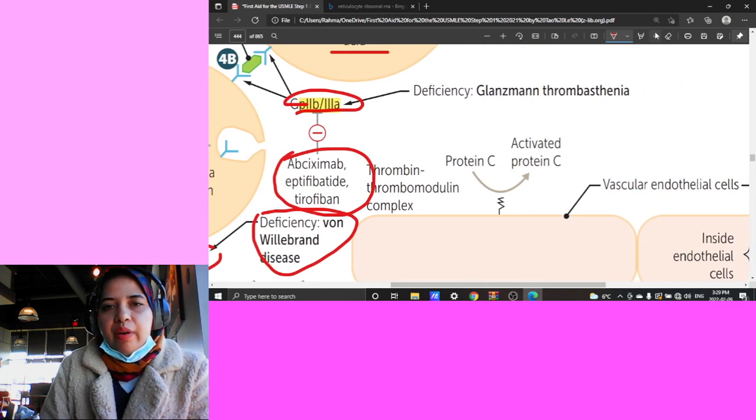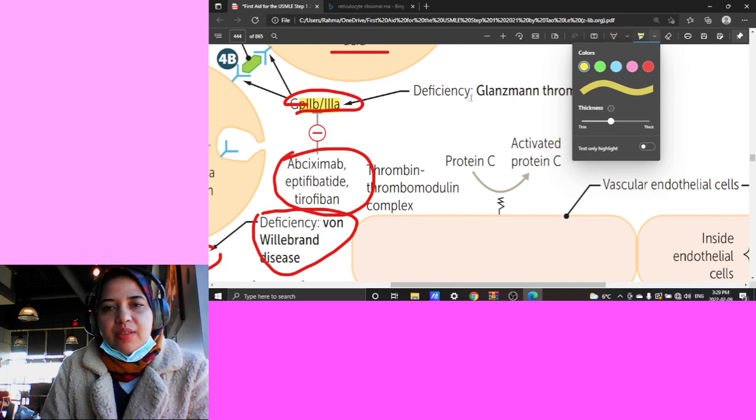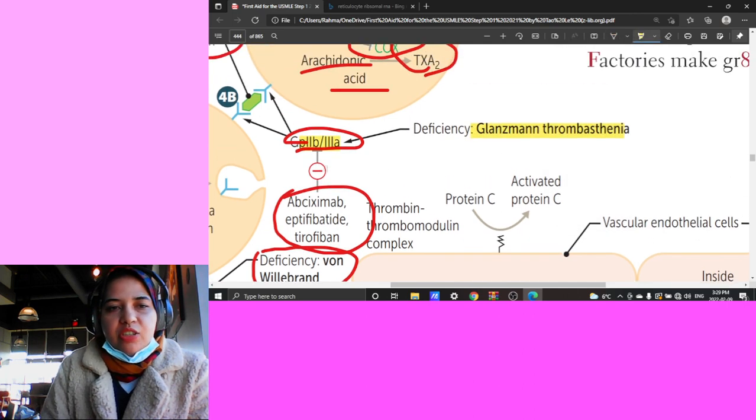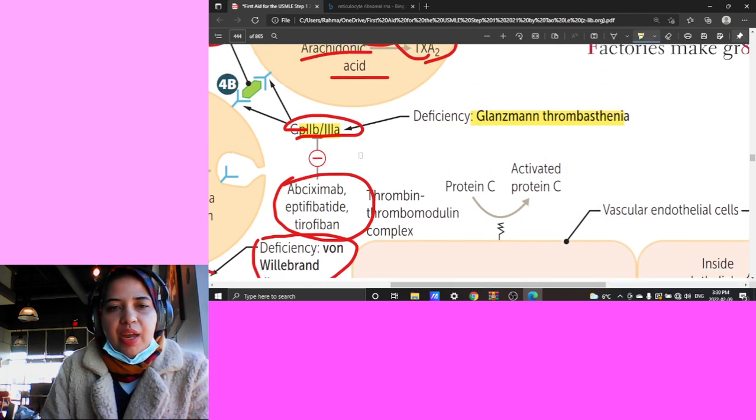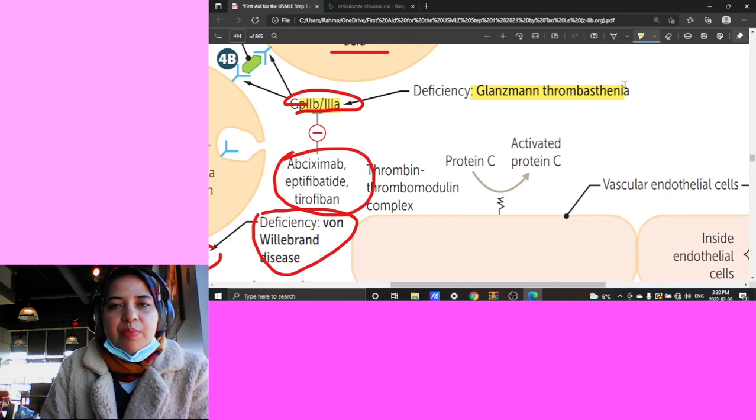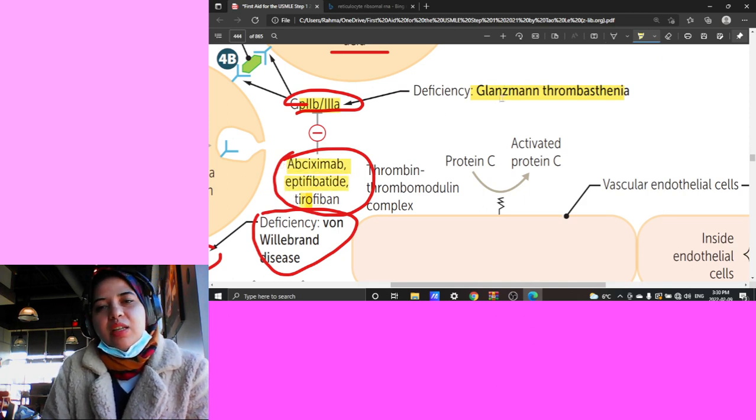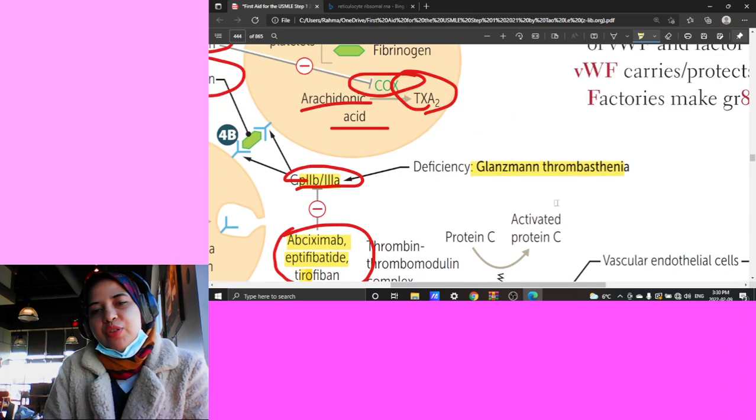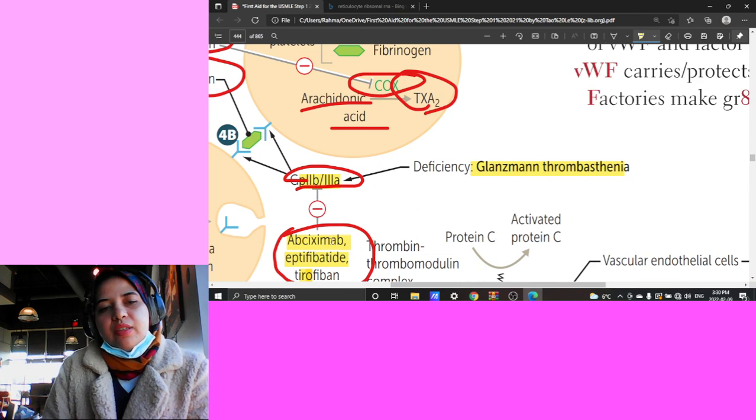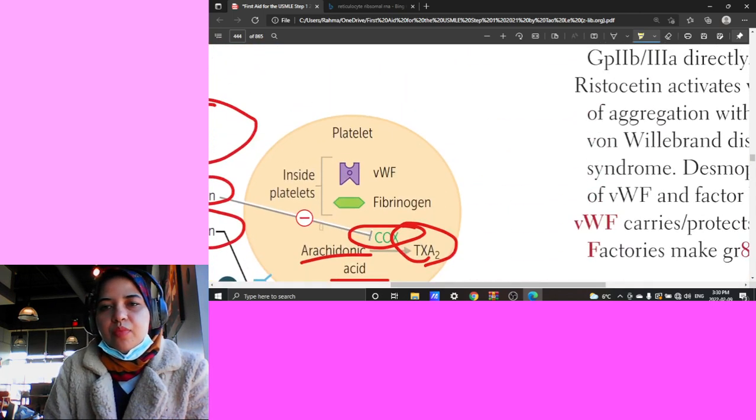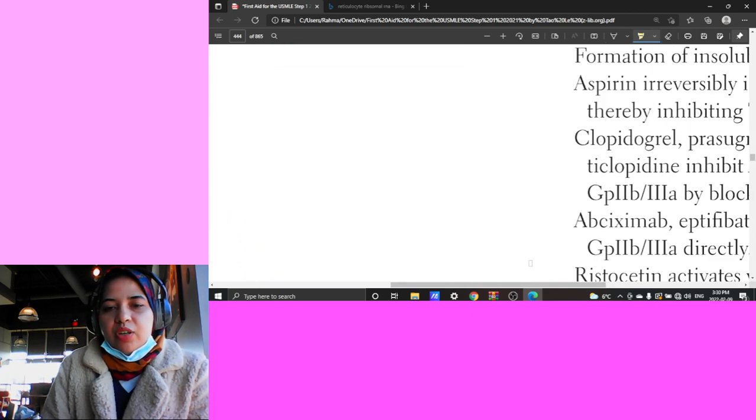The next thing we want to be aware of is something called Glanzmann thrombasthenia, and that's a deficiency in GP2B3A. One thing to keep in mind is that if I'm giving a person a drug like one of these three, you might have what looks like Glanzmann thrombasthenia. You're going to have some kind of question that requires that thinking, for you to know that these diseases or these drugs are due to some effect on this receptor here. So again, this is just a quick review of that.